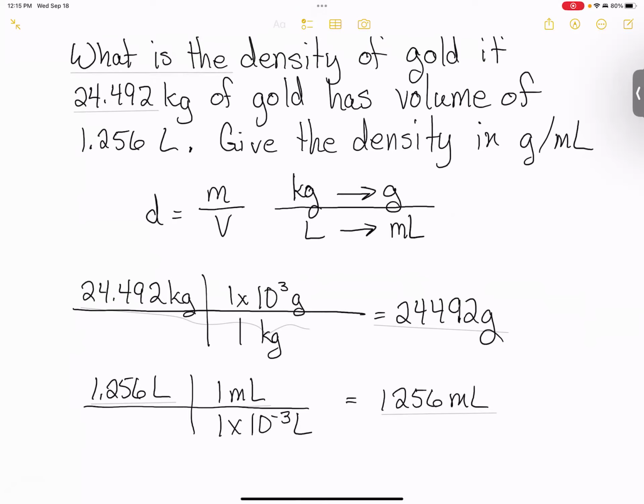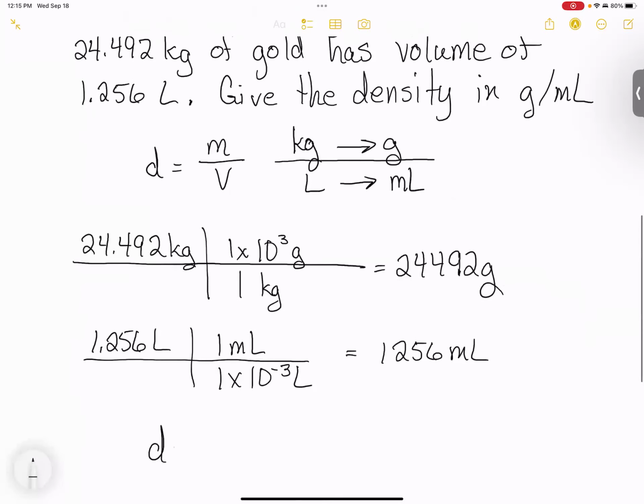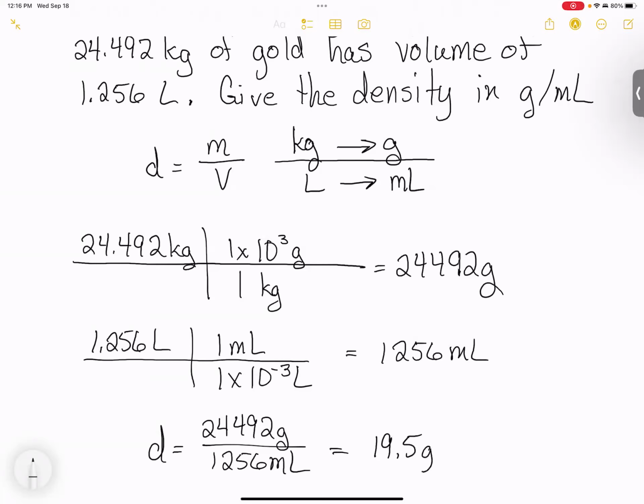Now that I have the units like I want them, grams and milliliters, I can use my density formula, as the density is the mass over the volume: 24,492 grams divided by the volume, 1,256 milliliters. And when you key this into the calculator, you get a density of 19.5 grams per milliliter.